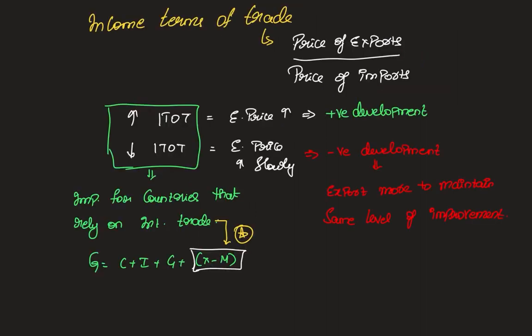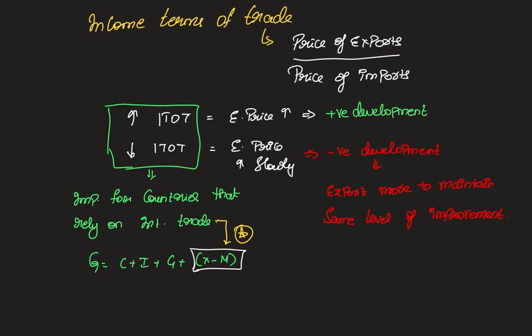One expected question from this chapter: income terms of trade. What does it mean? Basically, it's a ratio. Ratio of what? Price of exports and price of imports. So there is an elaborate formula for this income terms of trade as a term. We are not getting into the definition and the formulae.